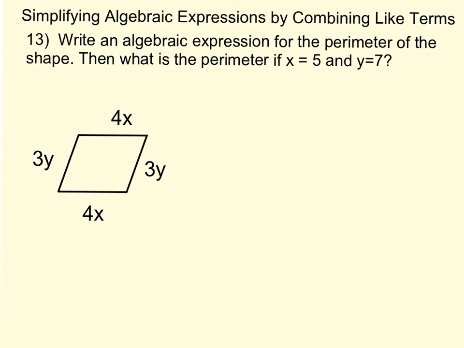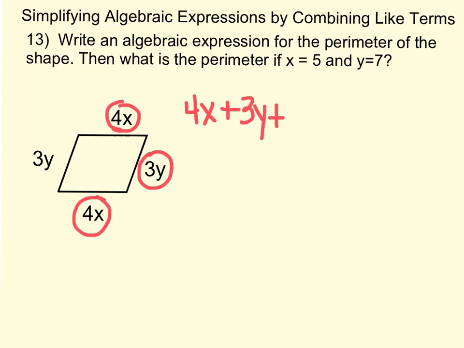Let's go ahead and apply a little bit of what we learned. Write an algebraic expression for the perimeter of the following shape. And then what's the perimeter if x is equal to 5 and y is equal to 7? Well, in order to write an algebraic expression for this, we need to add up all the sides because that's how you find the perimeter of the shape. And so our expression would be 4x plus 3y plus 4x plus 3y. So that would be our original expression.